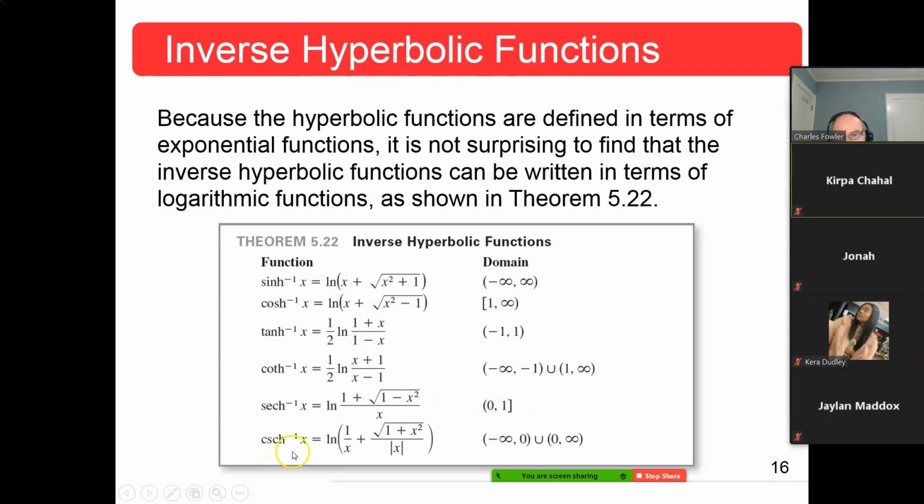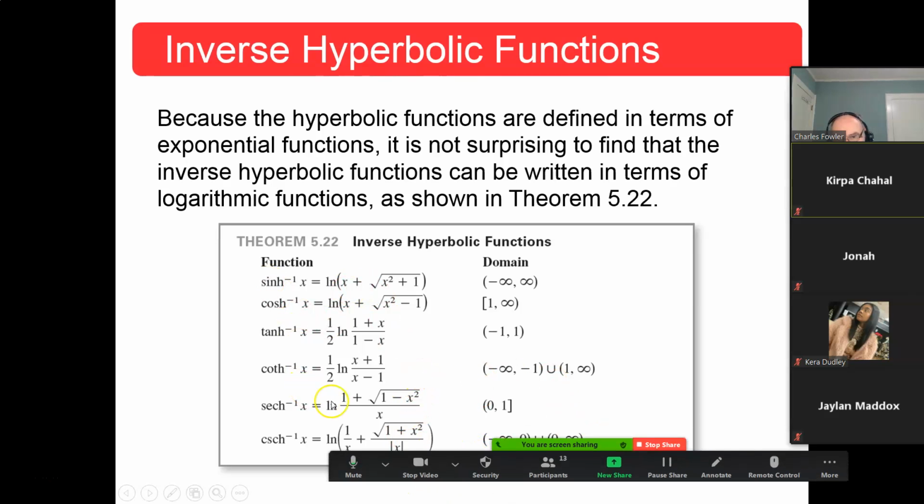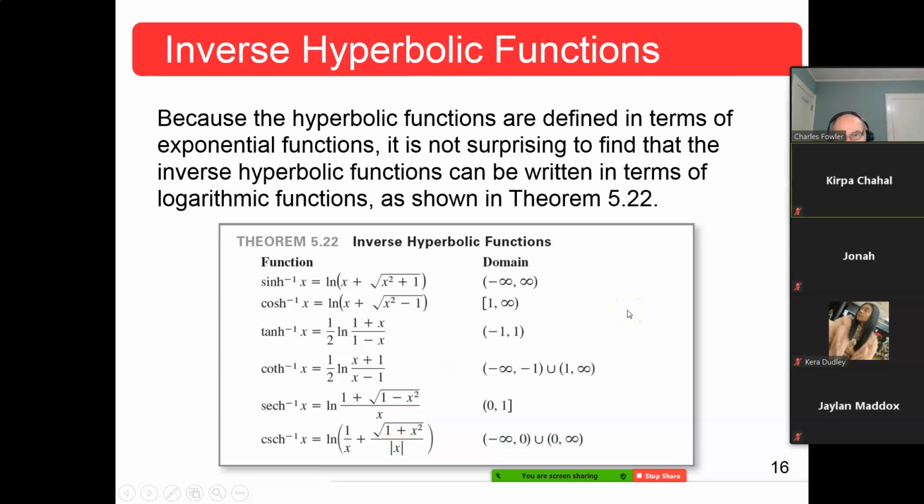Inverse hyperbolic cosecant. Again, you can't have 0 because of that and that. Basically anything negative or anything positive works, but it can't be 0. That's the only thing that's disallowed. This is always positive, so that allows for that. Even when x is negative, this is always positive.